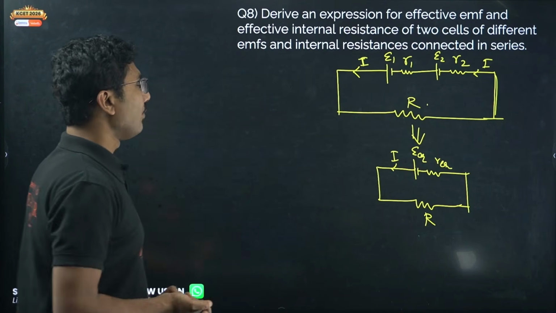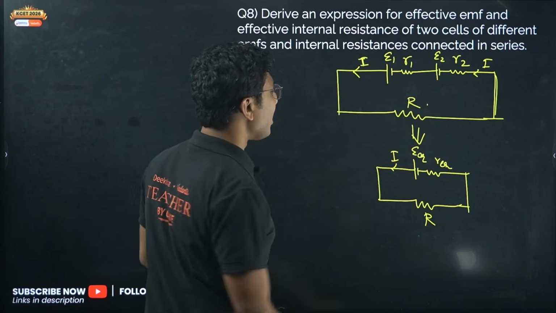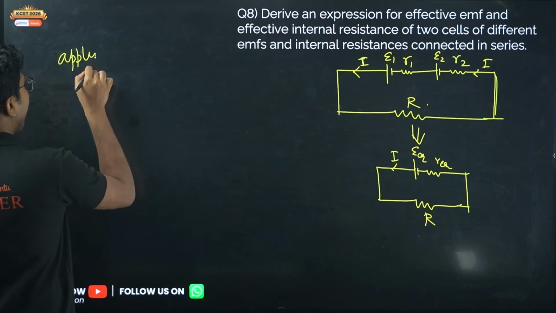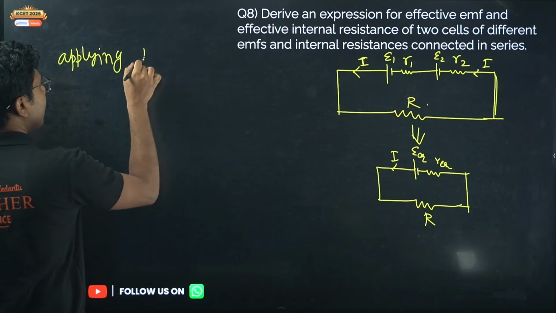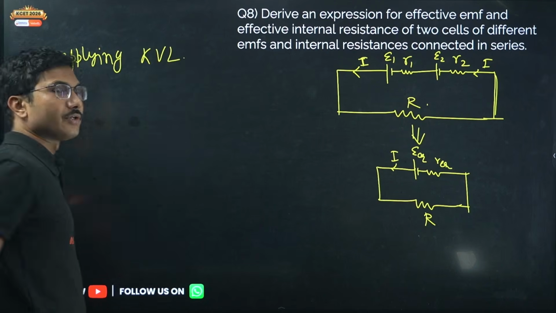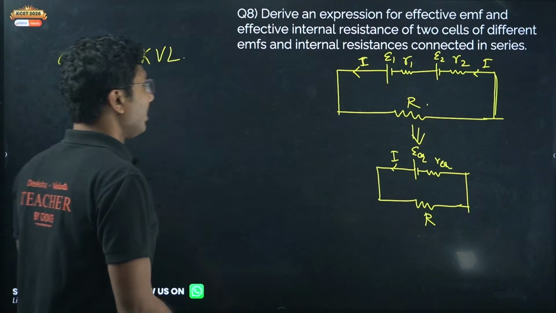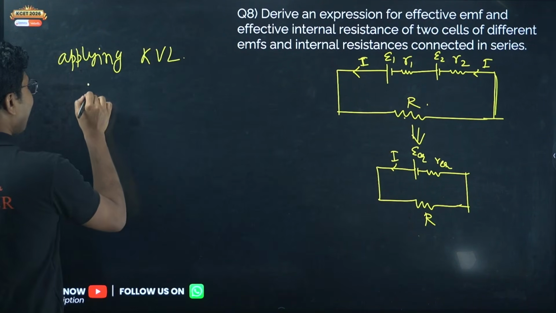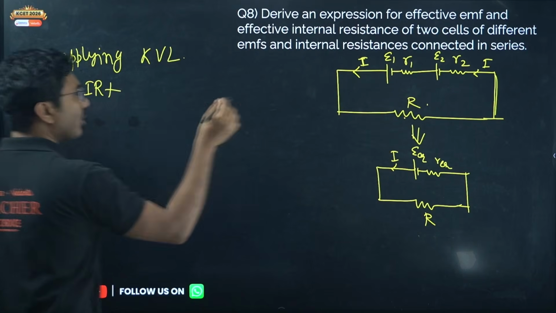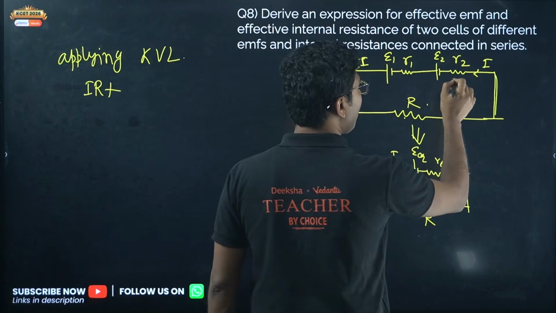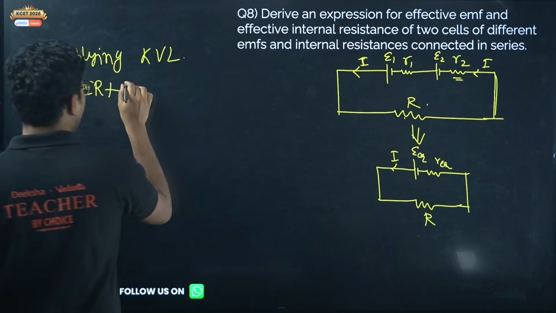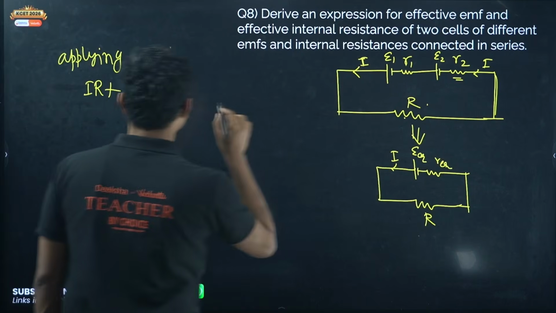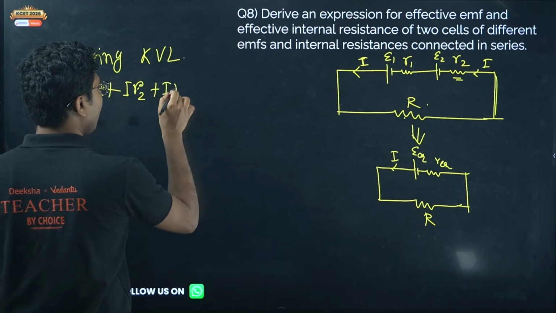Now, when you are calculating the current, you have to apply Kirchhoff's laws, obviously Kirchhoff's voltage law or Kirchhoff's loop rule. We can say that voltage drop across this resistance is I into R, and because we are going in the same direction, the voltage drop across this small resistance is I into R2. And voltage drop across this is I into R1.